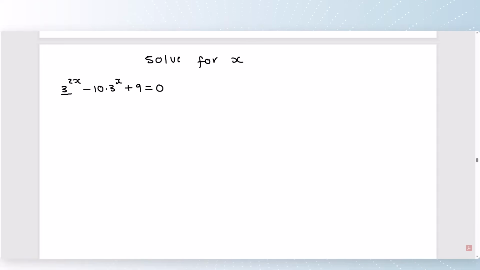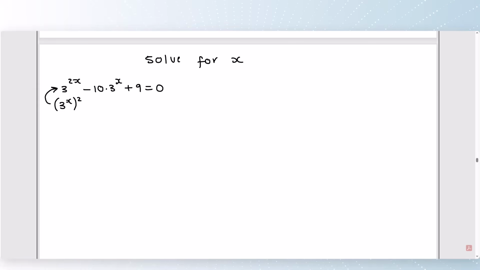So this is what you're going to do. Write your 3 to the power x with a 2 outside. This is still the same as that. You just want to make sure that you have 3 to the power x that looks like the other one. You'll see soon why. Then you realize that I have 3 to the power x, I have 3 to the power x. You have the same thing.